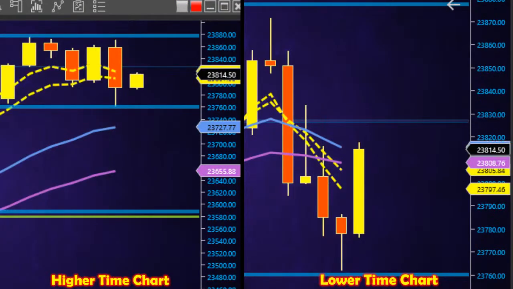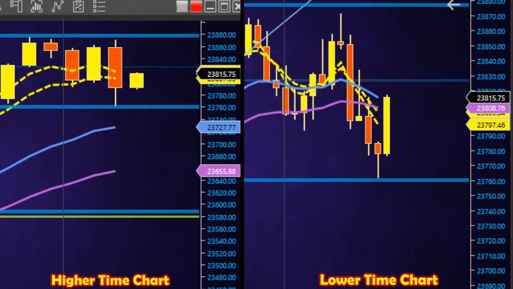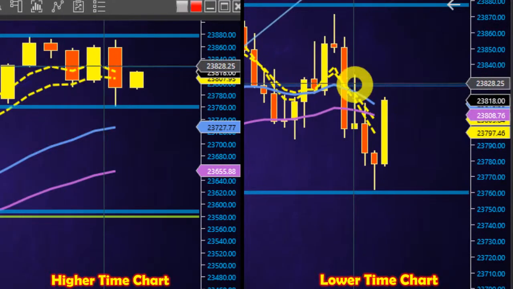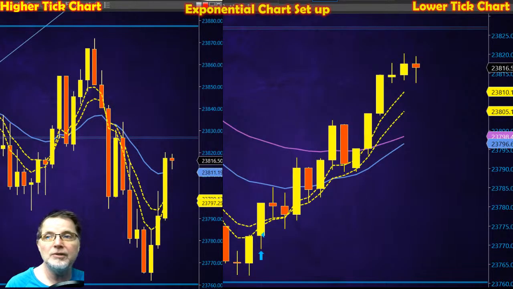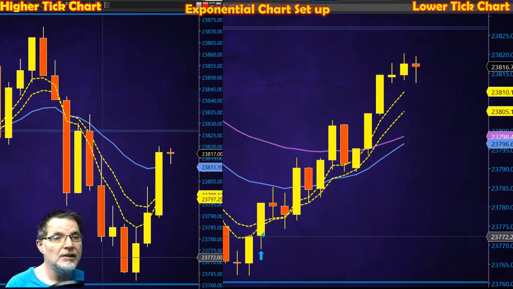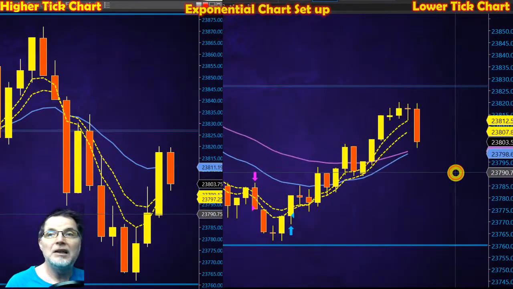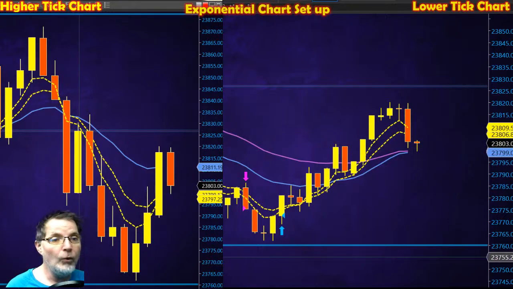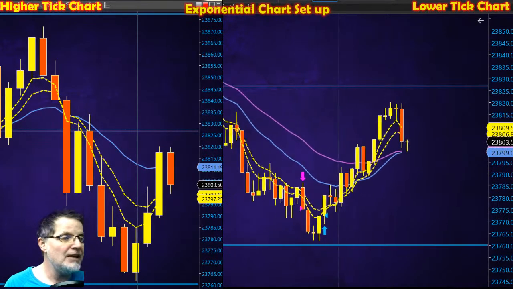Five minutes trying to climb back up after finding support, but I'd like to see it close above all these moving averages like it just did. Okay, that's good. So that means the exponentials are probably closing up too. That's great. That's what you want to see. But if it's just going to chop around and go sideways now, you better take whatever you can get. Don't try to hold it, but break even very, very quickly. If it turns green, break even quickly.